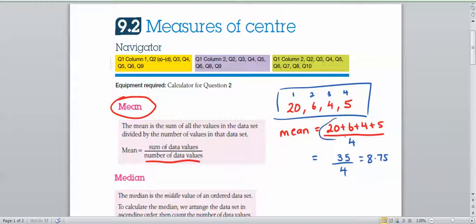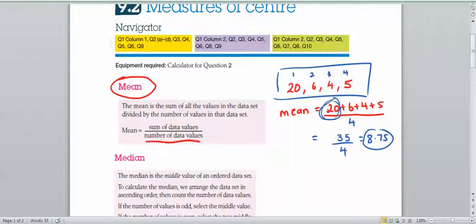And you can clearly see that this value here, this 20, is a fair bit larger. So although this is 8.75, only one quarter was higher than the mean, but you can quite clearly see that this value is a great deal larger than the mean. So it's brought the mean up. So the mean is the average of the data set, and you do it using this formula, summing all the data and dividing by the number of values.